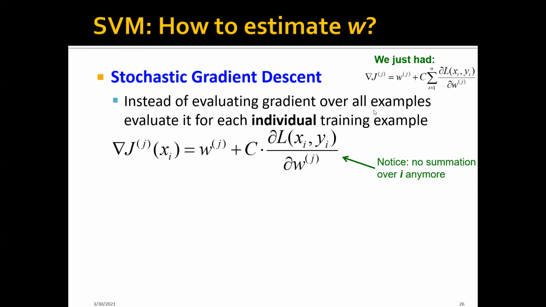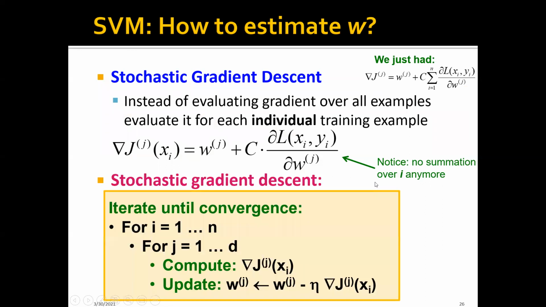So remember that in the previous gradient descent, we have this summation where we sum over all the data points. And in this stochastic gradient descent, we don't have this summation over i anymore. So the computation of the gradient is much, much more efficient.